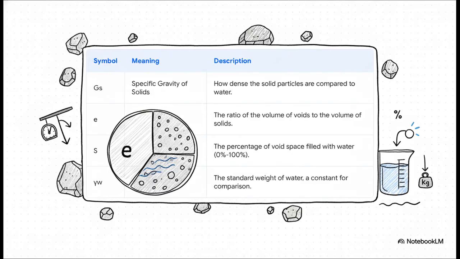Okay, before we just throw the formula at you, let's meet the key players. Think of these like the stats on a character sheet for any given patch of soil. First up is Gs. That's basically how dense the solid bits themselves are. Then there's e, the void ratio, a fancy way of saying how much empty space is packed in there. S is the degree of saturation. Is that empty space full of air or water or a bit of both? And finally, the unit weight of water, which is our trusty benchmark for everything else.